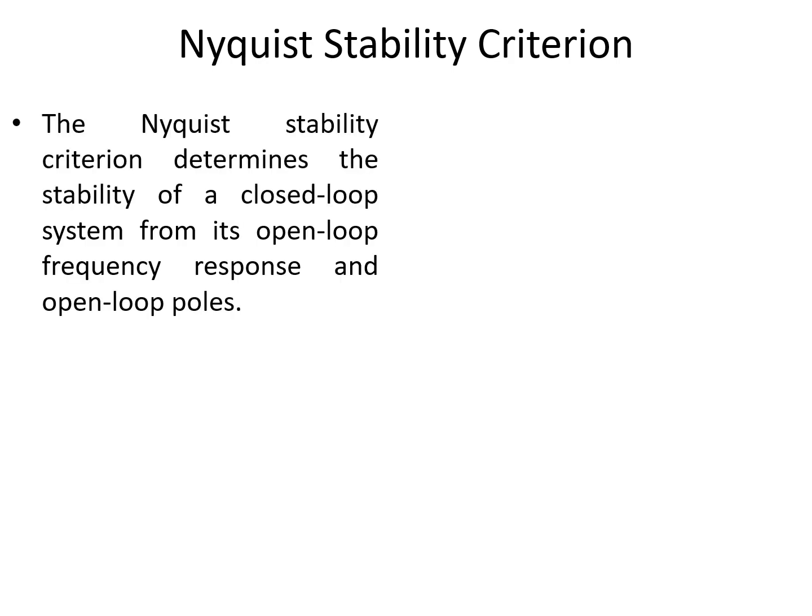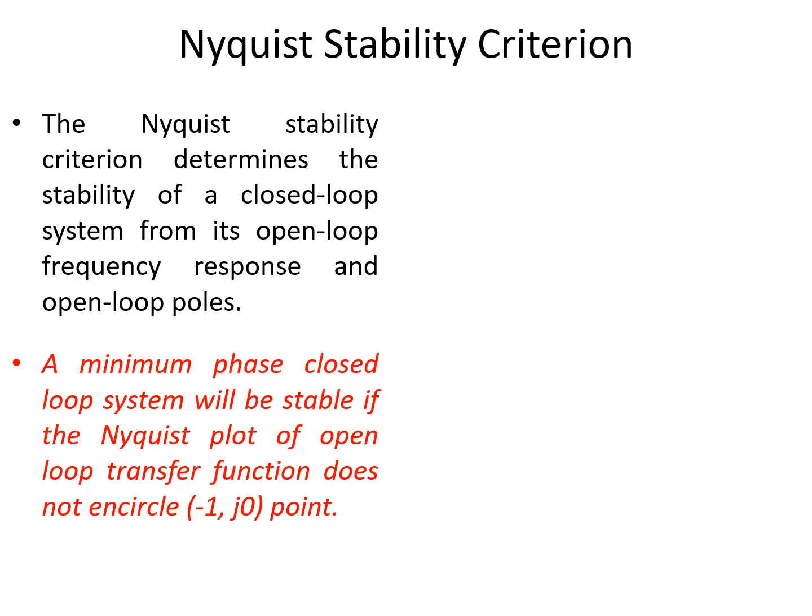Now coming to the Nyquist stability criterion. The Nyquist stability criterion determines the stability of the closed loop system from its open loop frequency response and open loop poles. This states that a minimum phase closed loop system will be stable if the Nyquist plot of the open loop transfer function does not encircle the -1 and j0 point. So this is the condition for stability, which is depicted in the figure here.